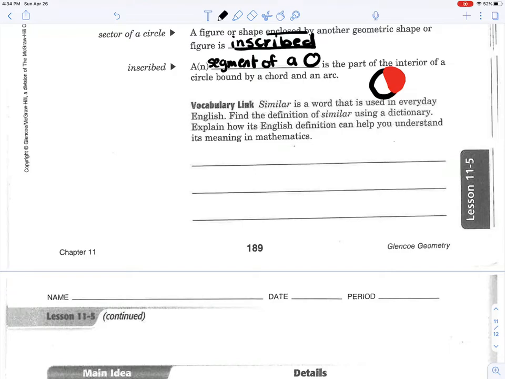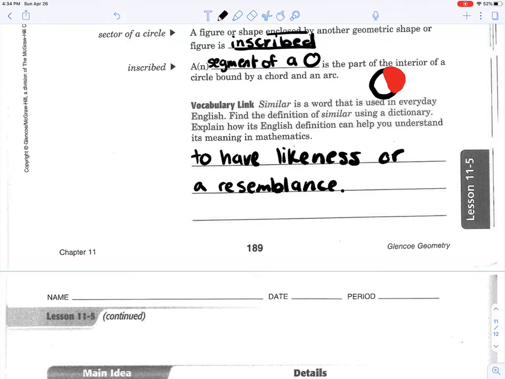Similar is a word that is used in everyday English. Find the definition of similar using a dictionary. Explain how its English definition can help you understand its meaning in math. Well, if you look up the word similar in the dictionary, it means to have likeness or resemblance. Well, we were just saying in math, the similar figures are not the same size, but they are the same shape. So we could say similar figures have some sort of resemblance, or they have some sort of likeness.